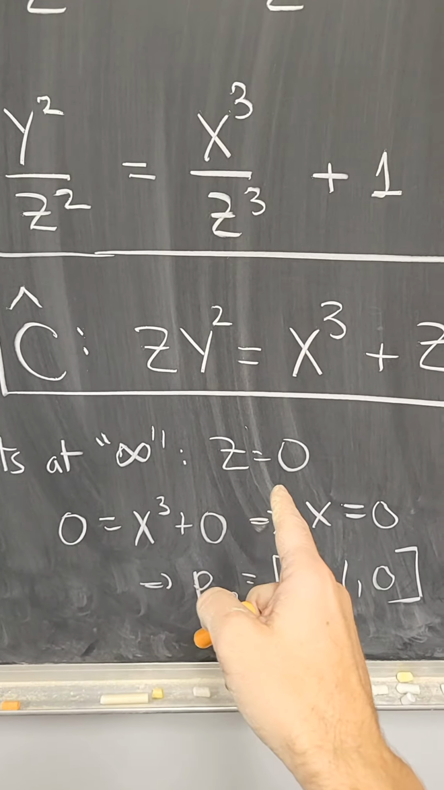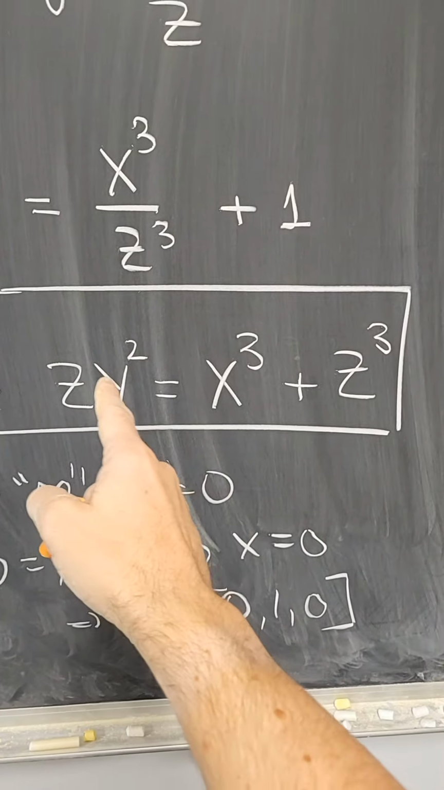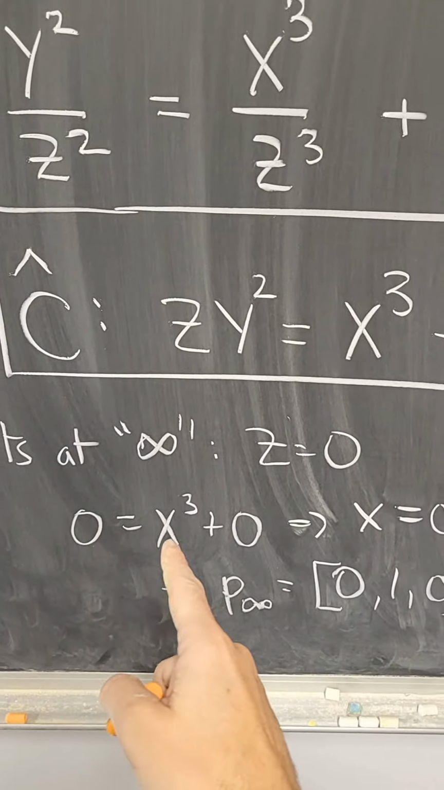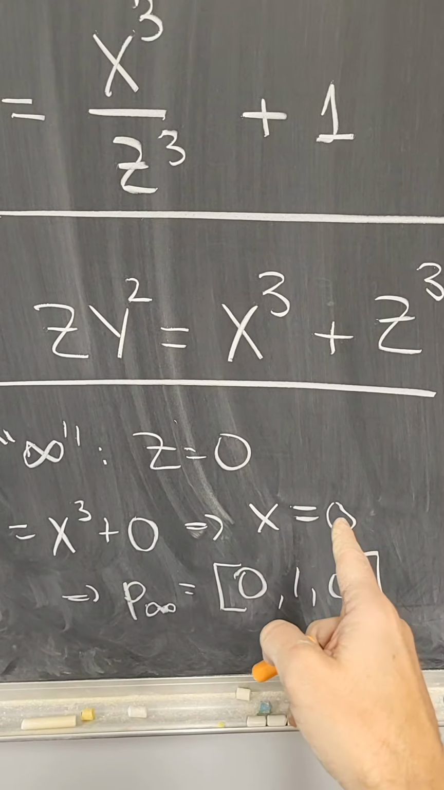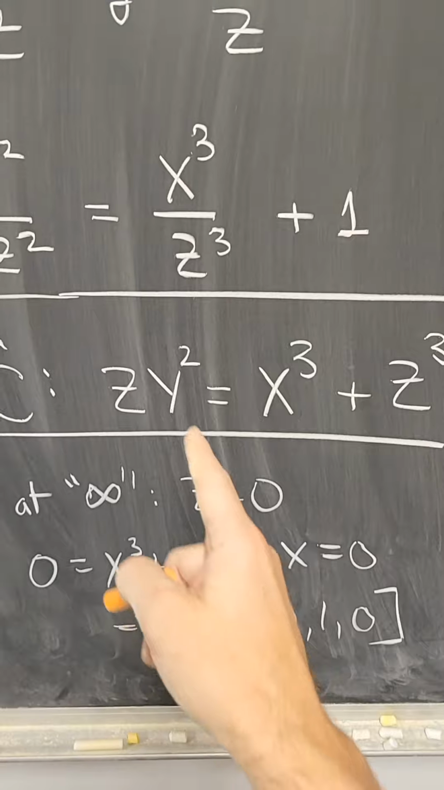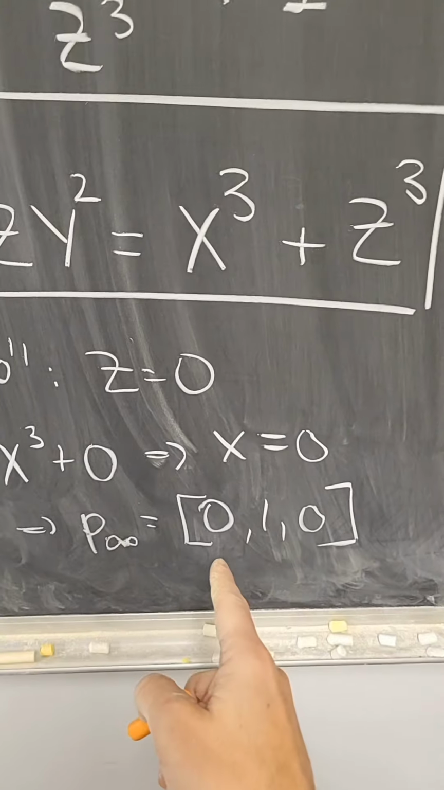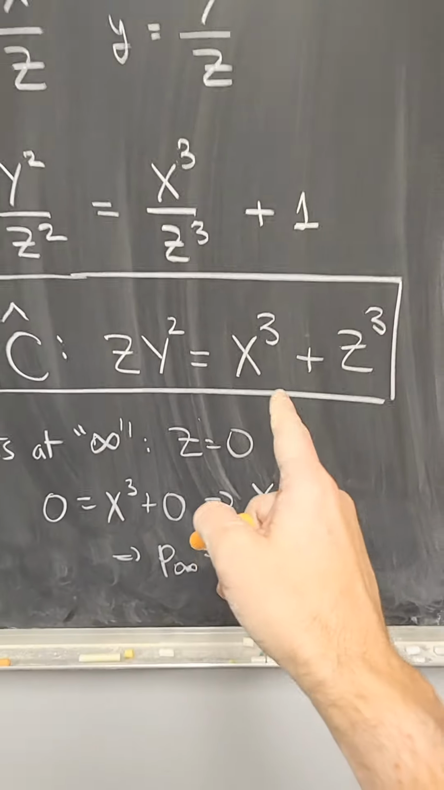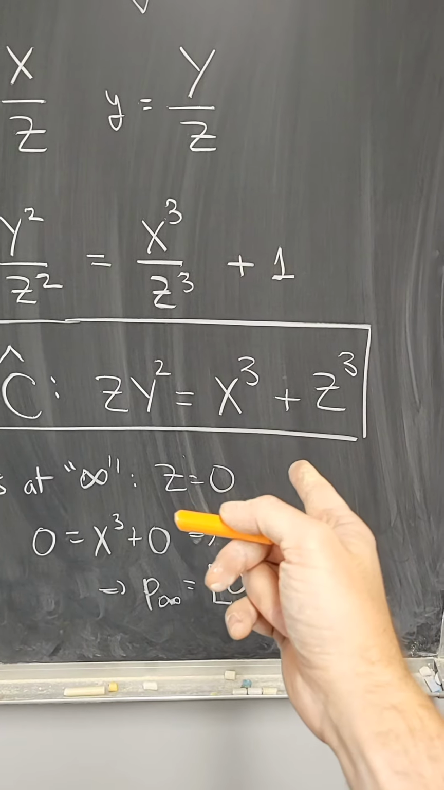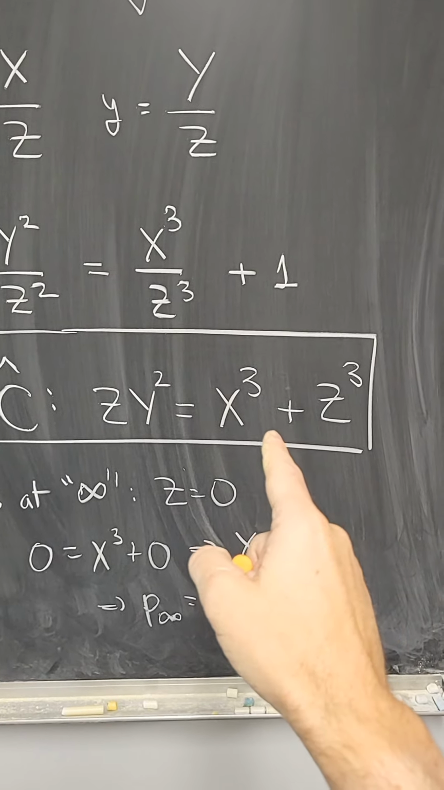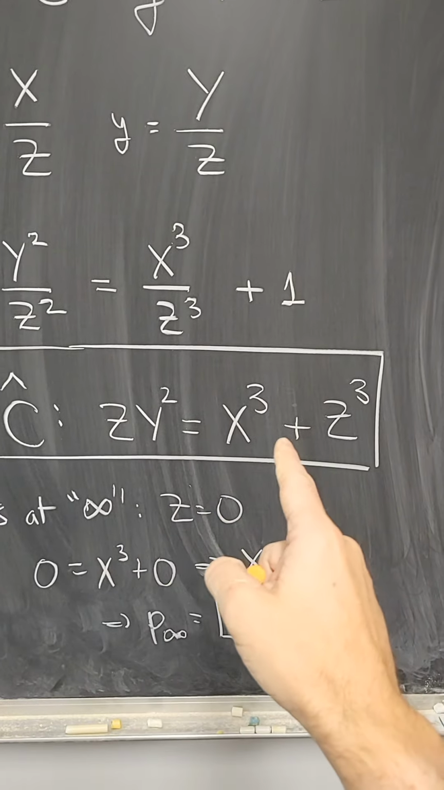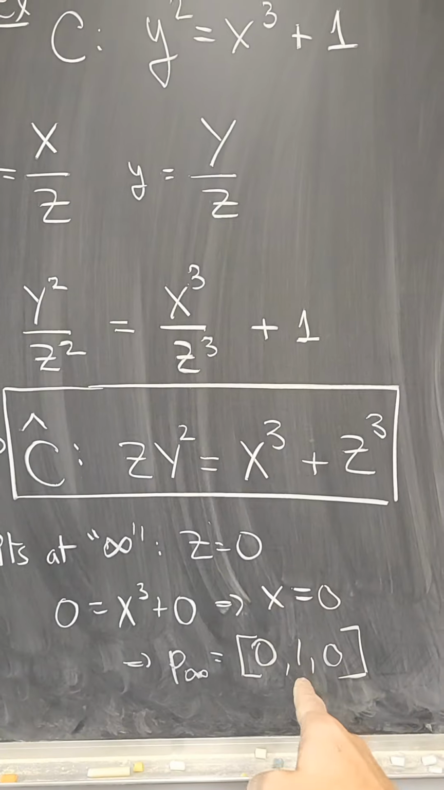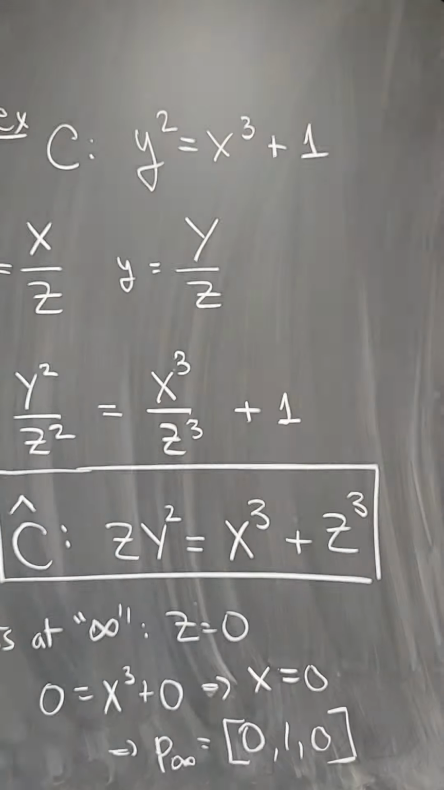Are there points at infinity? When z is 0, this term is 0, that term is not 0, and that one is 0. So what I get is that 0 equals x cubed. So x has to be 0. But there is no condition on y, so there is one point at infinity that is missing, and that's the point 0, 1, 0. So this curve, which is actually an elliptic curve in projective coordinates, the points on this curve are those on the affine model, and one point at infinity, 0, 1, 0.